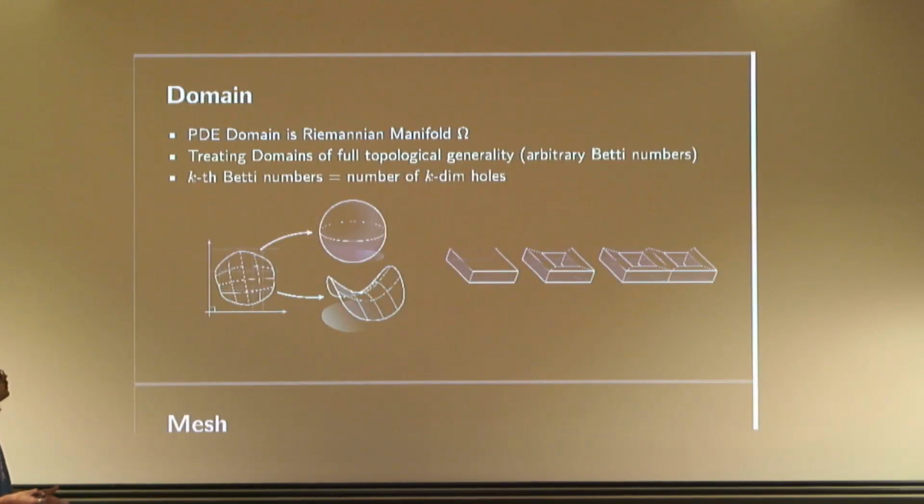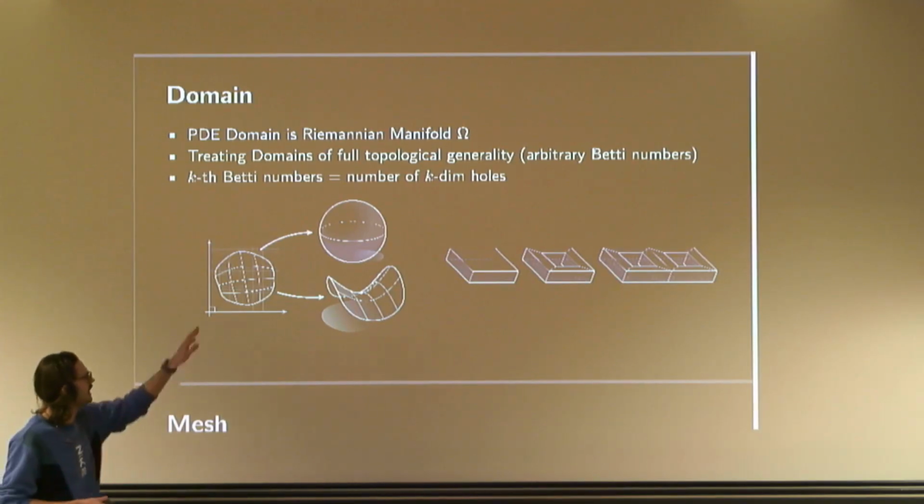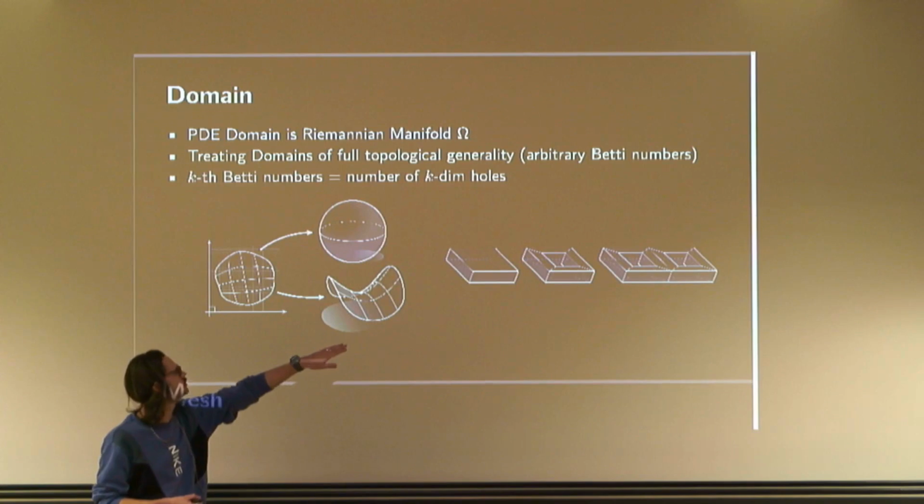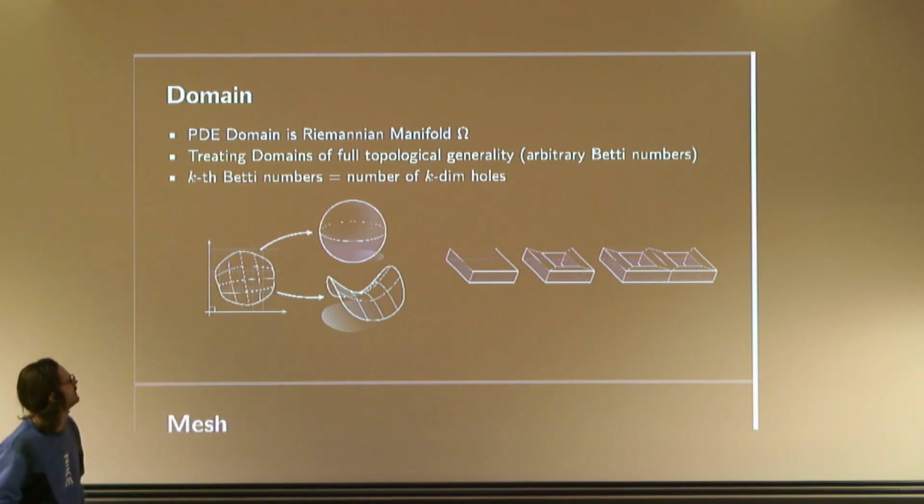Now, we want to do basically finite elements using this theory. And the first thing we do for this is to generalize the PDE domain. We are now solving PDEs on Riemannian manifolds. And FEEC really allows us to treat domains of full topological generality. This means we can have domains with arbitrary number of K-dimensional holes. We can have spheres, we can have toruses, 2-toruses, everything, basically.